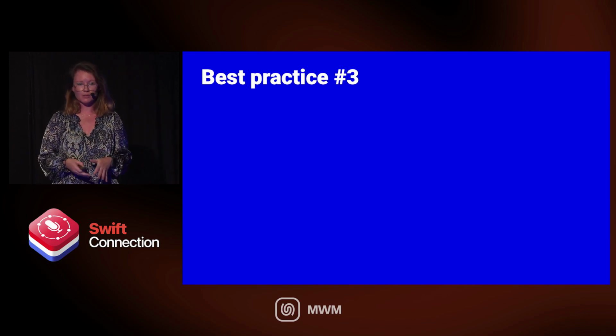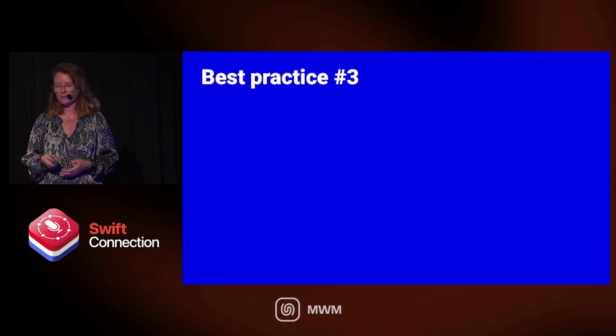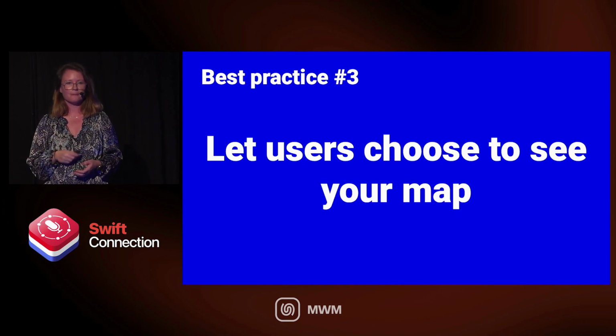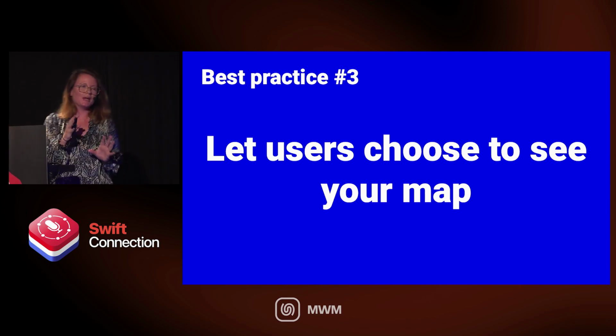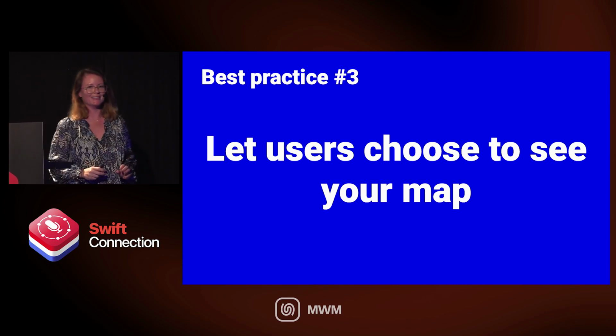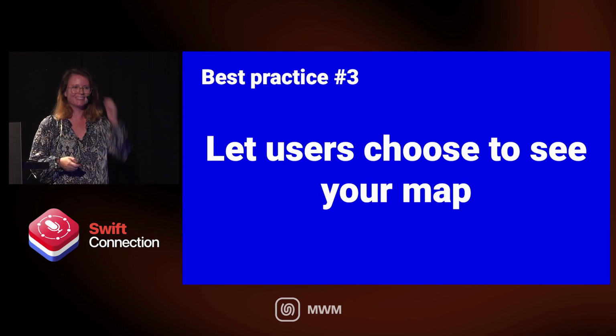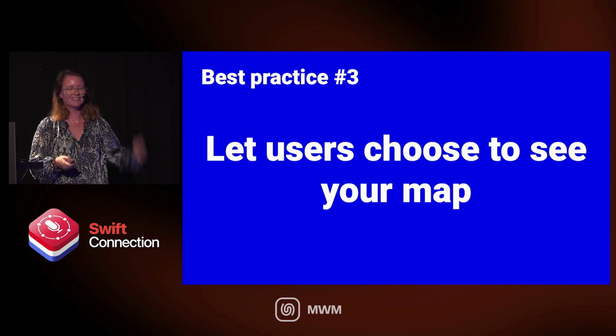So for that, I propose best practice number 3, which is to let your users choose to see your map. Opening an app and seeing a full-screen, colorful, annotated, movable map first thing is a lot, and this can be overwhelming. So why not start out with a format that's more easy to digest for a diverse audience, and then give your users a way to access the map only if they want to see it.